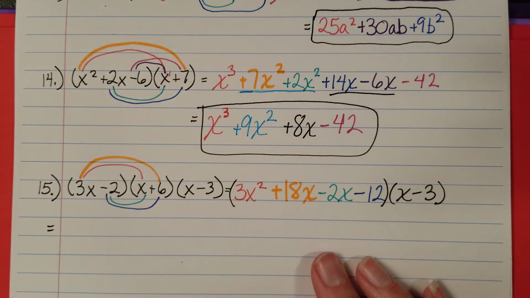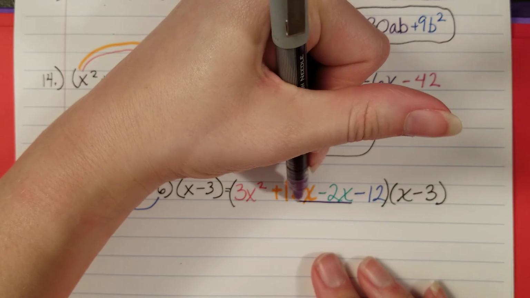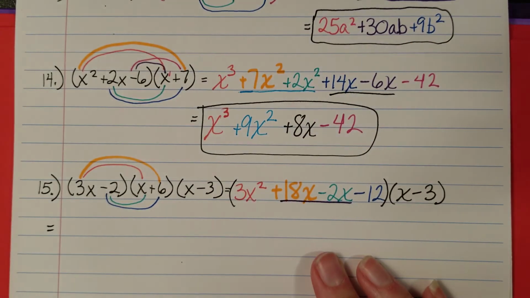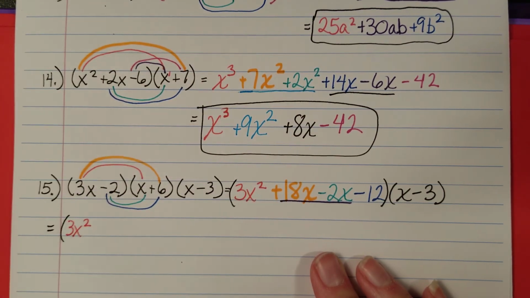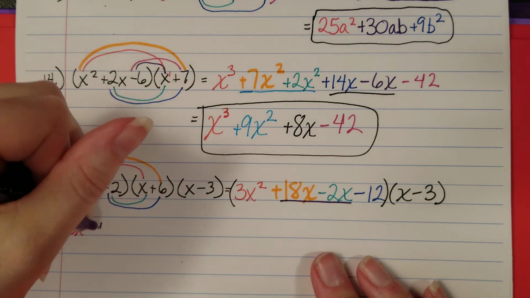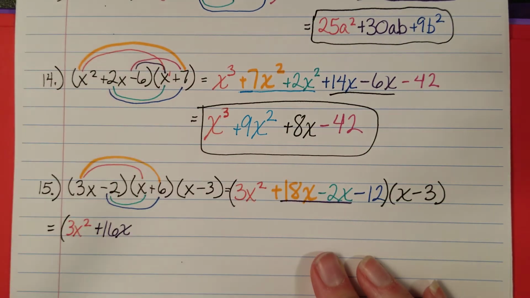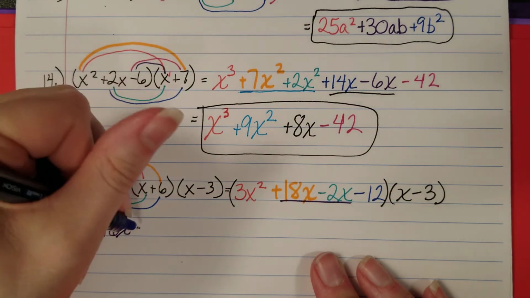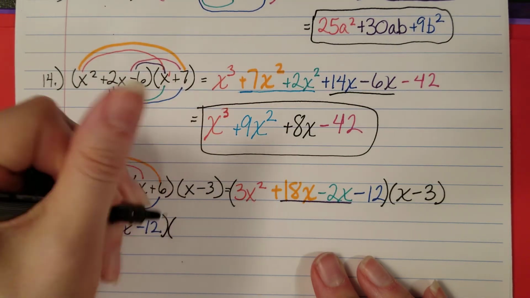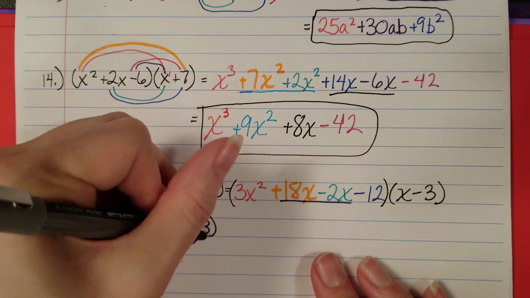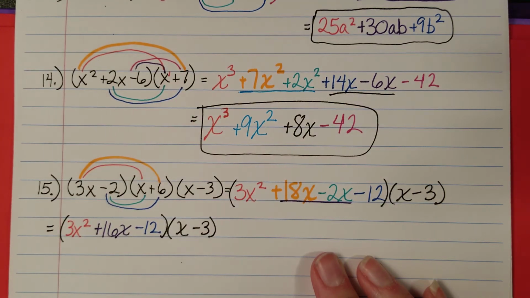All right, but first, before I multiply it by x minus 3, I'm going to combine my like terms there. So I still have parentheses 3x squared, and then when I combine the like terms, that's going to be plus 16x, and then bring down minus 12, parentheses times x minus 3. All right, so now I'll go ahead and multiply these together.